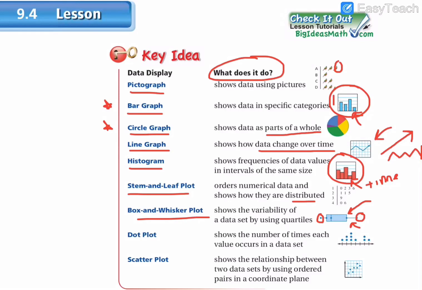sometimes. A dot plot is kind of along the lines of a pictograph, so kind of elementary. We won't use this one too often.